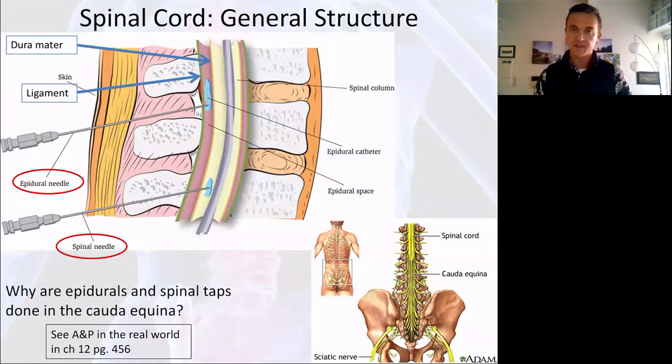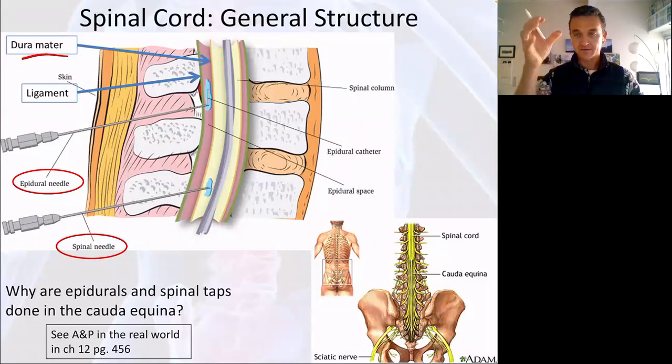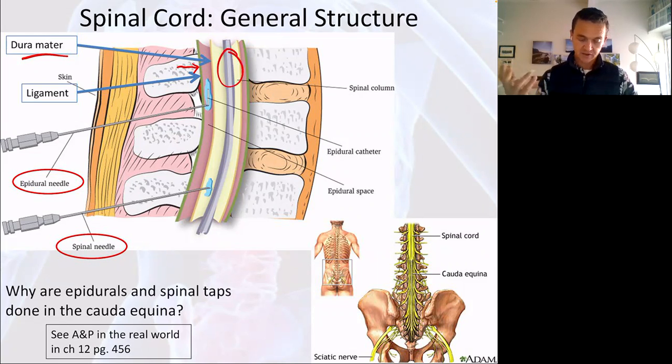All right, so let's talk a little bit of clinical application of the spinal cord. The dura mater is this tough connective tissue layer on the outside of the central nervous system. Then there's a ligament external to that, and then it gets to the vertebrae. Down inside there is where the spinal cord is. So there's a couple different procedures. One known as an epidural.